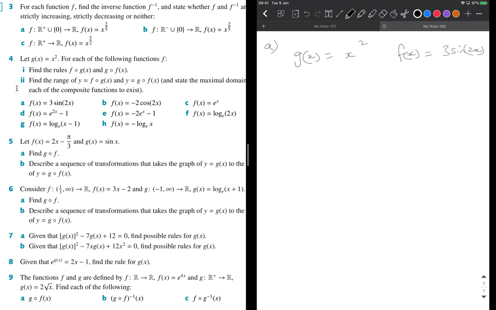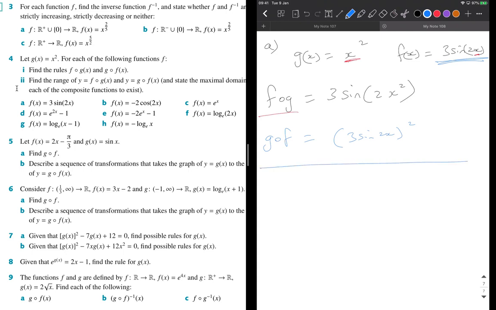So 1, find the rule of f∘g and g∘f. So f∘g is just g inside of f, so it's 3 sine of 2x squared. So all we're doing for f∘g is we're placing that where x is there. And g∘f, we're just placing this where x is on the other one. So it'll be 3 sine 2x all squared, and we can leave it like that, that's fine. So there's the rules for f∘g and g∘f.